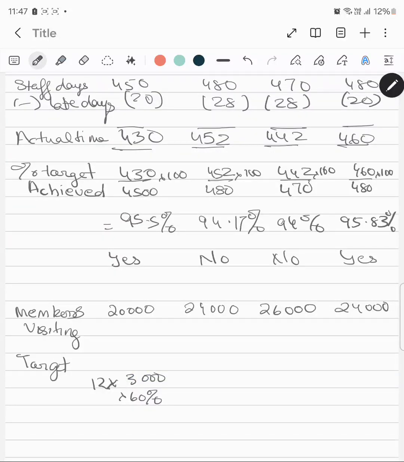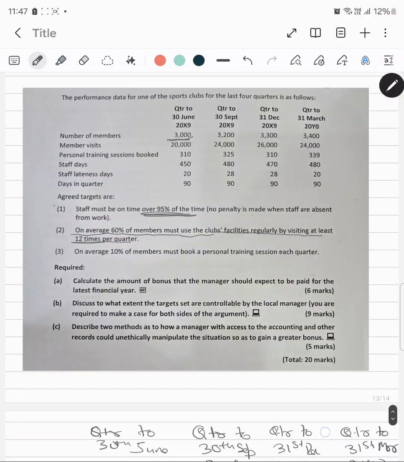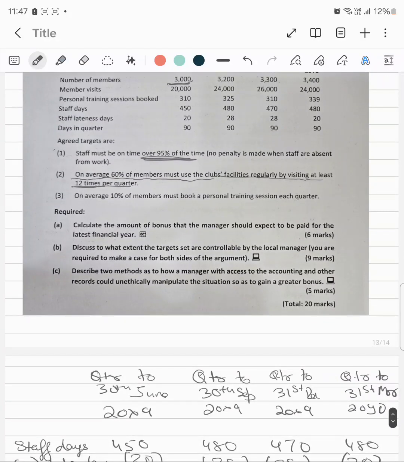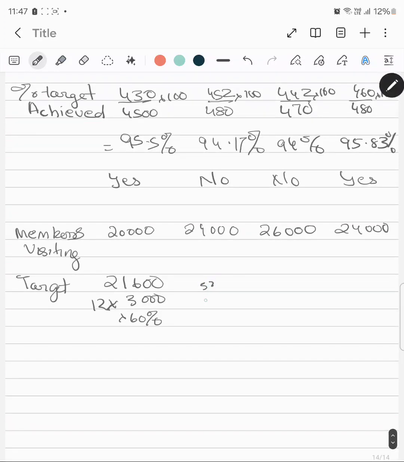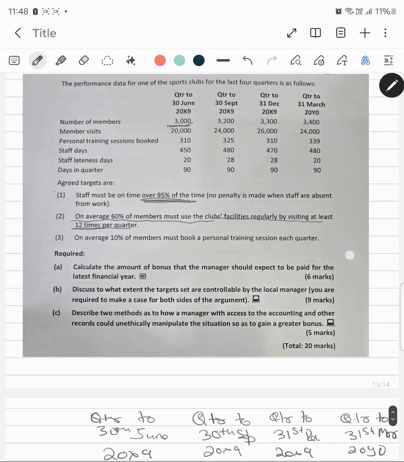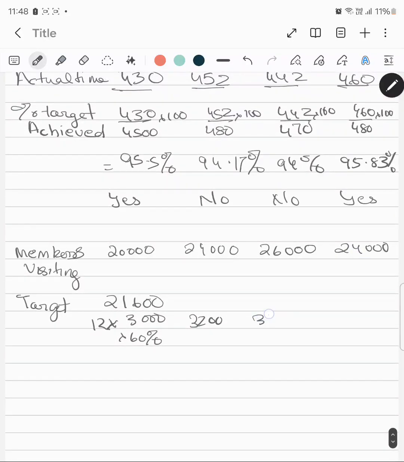3,000 into 12 into 60%, that is 2,160. Similarly, I'll do for all the quarters. Number of visits, I'll write 3,200, 3,300, 3,400. Number of visits, 12 into 60%.